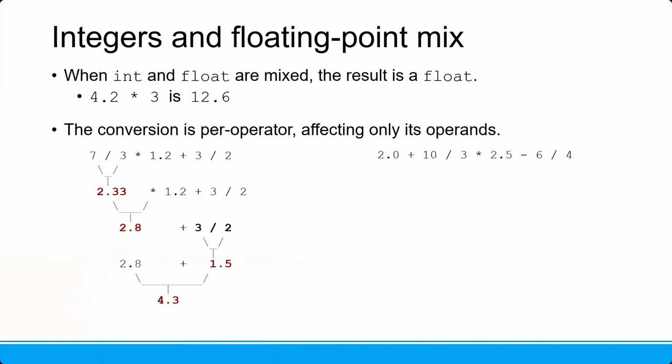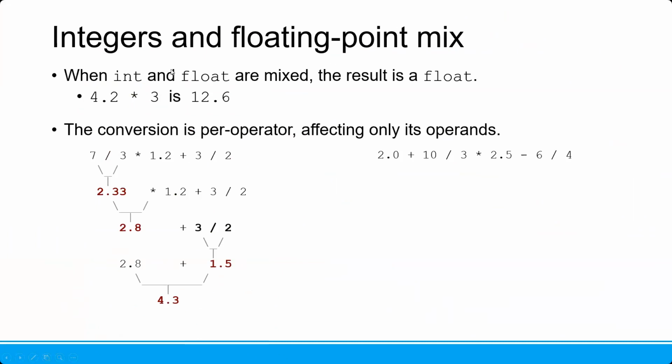When you have integer and floating point mixed, how can we calculate it? I have an integer, which is 3, and multiply it with float 4.2. The result will be float. Okay.